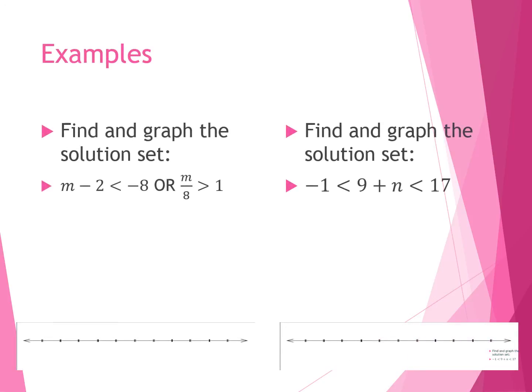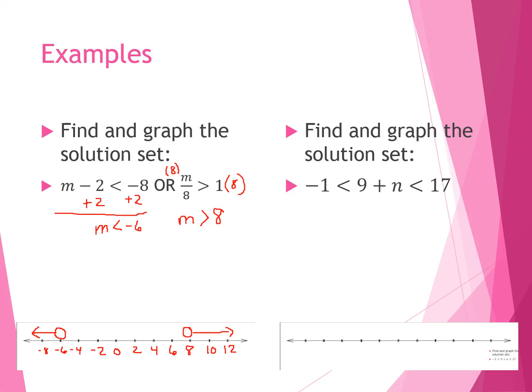Let's do some examples. Pause the video at this point to give yourself a chance to try the examples on your own. Let's take a look at the left side. I'm going to solve both inequalities. On the left one, I add 2 to both sides to get m is less than -6. On the right one, I multiply by 8 on both sides to get m is greater than 8.